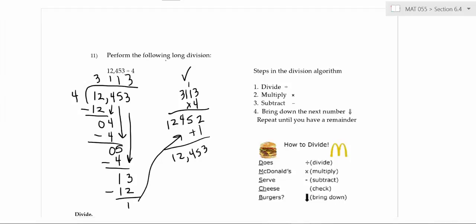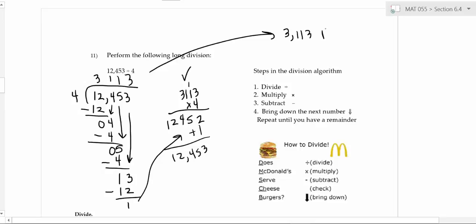Okay? The other thing I want to remind you of is typically you learn to write this one of two ways. You either write your answer as 3,113 remainder of 1. What's the other way you learned? 1/4. Good. So you say 3,113 and 1/4. Because there's one part left over with the 4. So we're going to do that with algebra too, okay, as well.